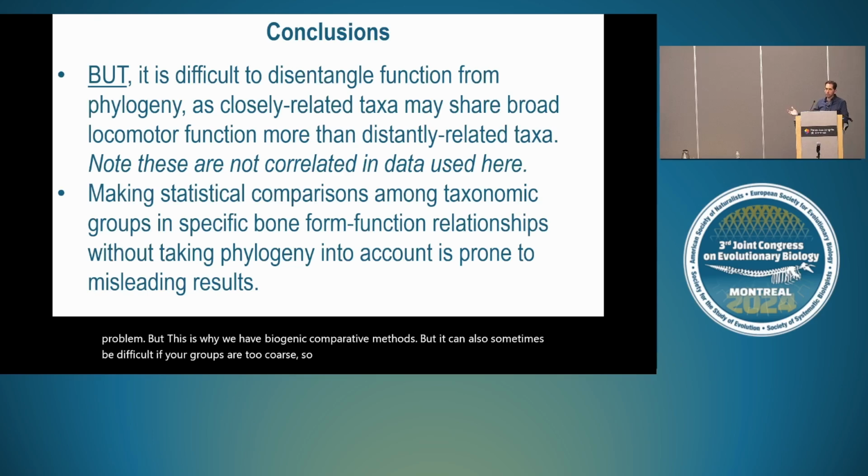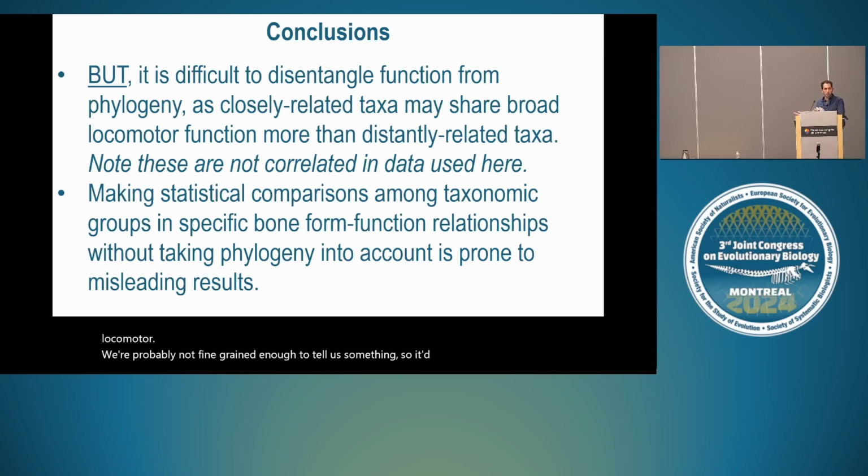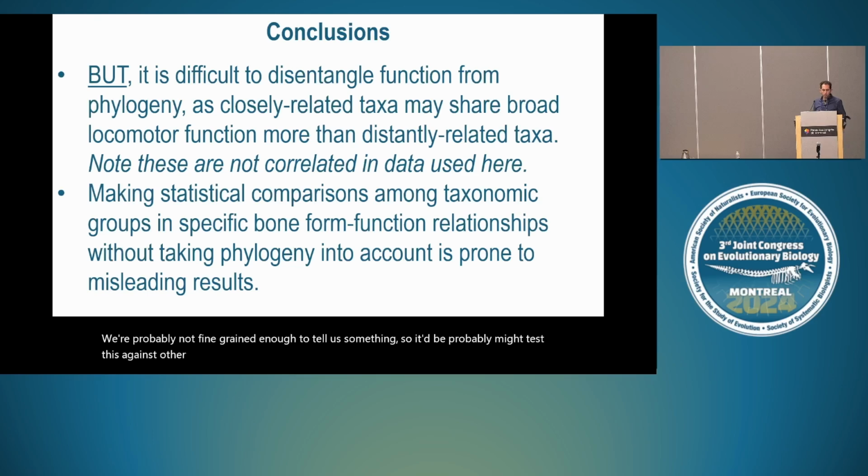So there's not a lot of data here, right? 42 taxa, not a ton of data for a phylogenetic comparative methods study. And also 5 locomotor groups are probably not fine-grained enough to tell us something. So we might test this against other models. They aren't correlated in my data, but still it's a small data set.